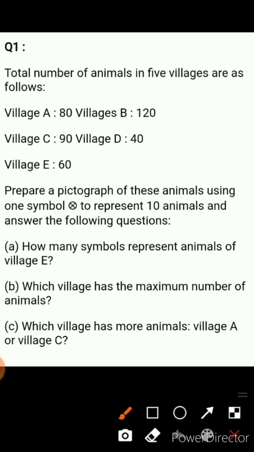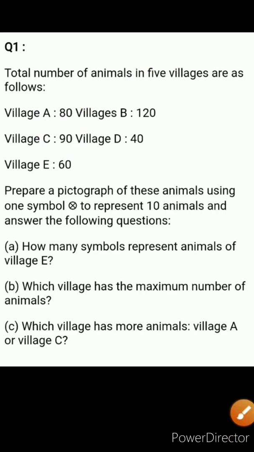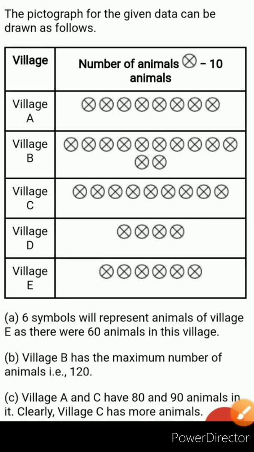Now the last question is, which village has more animals, village A or village C? As you can see here, in village A total number of animals are 80 and in village C number of animals are 90. So obviously village C has more animals. Village A and village C have 80 and 90 animals in them. Clearly village C has more animals as compared to village A. So here is the solution of your question number 1. Pause your video and do it in your notebook.